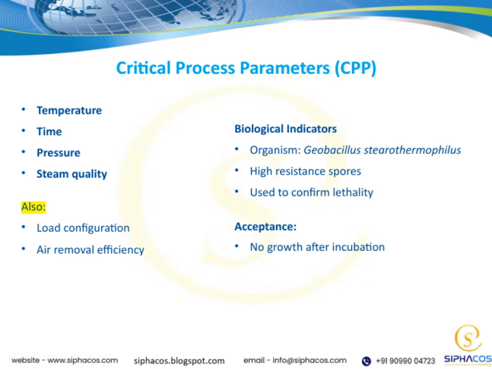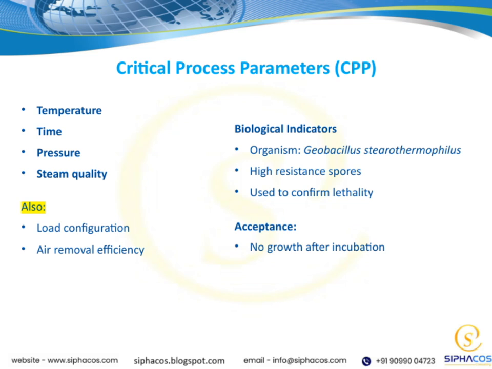This particular spore former is known for its high resistance, meaning it's tough to kill, so if it's eliminated, we can be confident that the sterilization process is effective against most microorganisms. We use these biological indicators to confirm lethality, essentially, to verify that our sterilization process has successfully destroyed all living organisms. The key point here is acceptance criteria. After the sterilization cycle, if there's no growth of these spores after incubation, we consider the process successful.